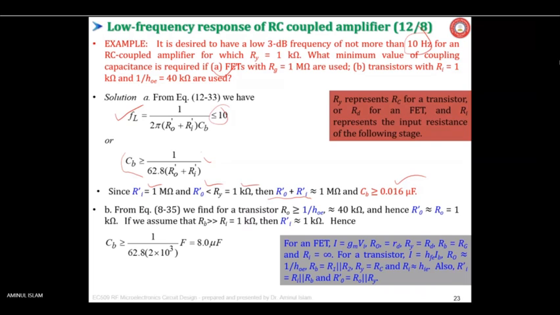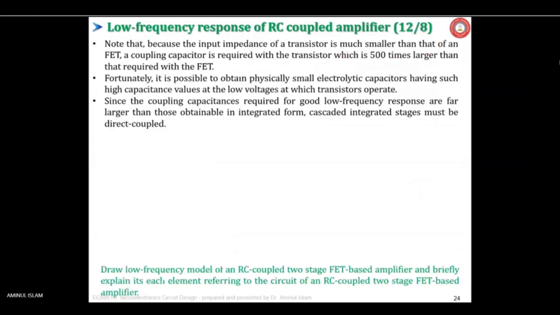Similarly, for the second, transistors with Ri equals 1 kilo ohm and 1 upon hoe equals 40 kilo ohm, we can calculate CB equals 8 microfarad. I hope you can achieve this value by putting the values in these equations.